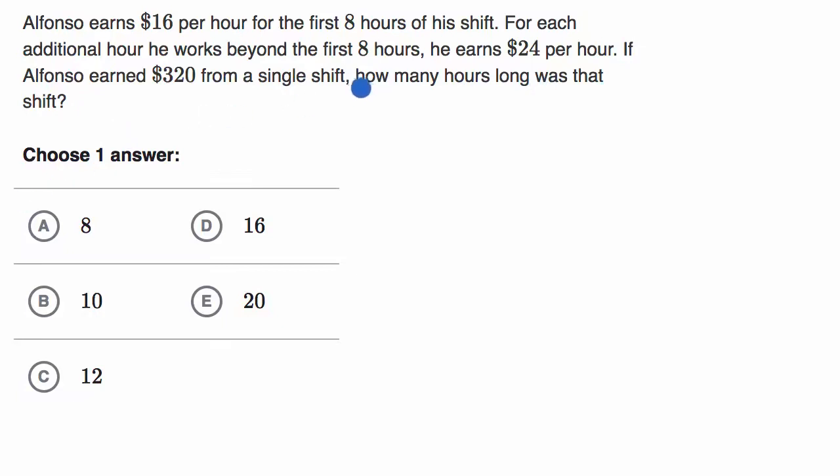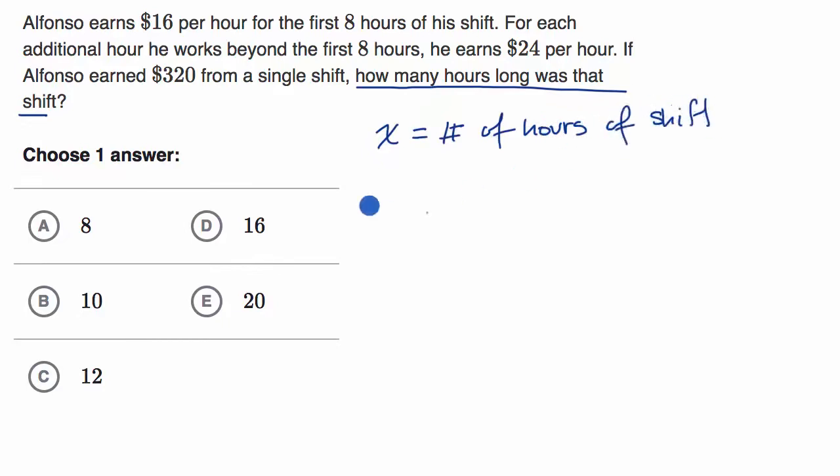So let's remind ourselves. They want us to figure out how many hours long Alfonso's shift was. So let's just make that what we're trying to figure out. Let's say that X is equal to the number of hours of the shift. So if the shift is X hours long, how much would Alfonso make?